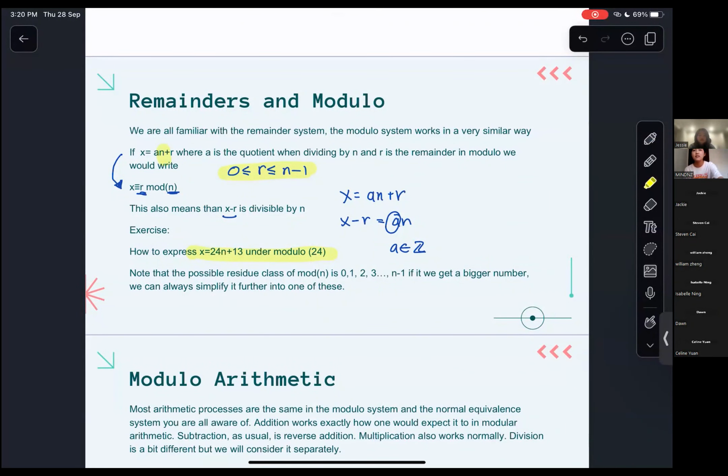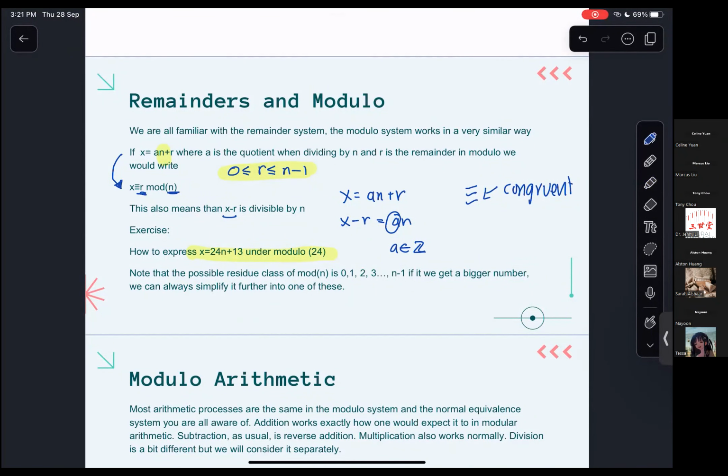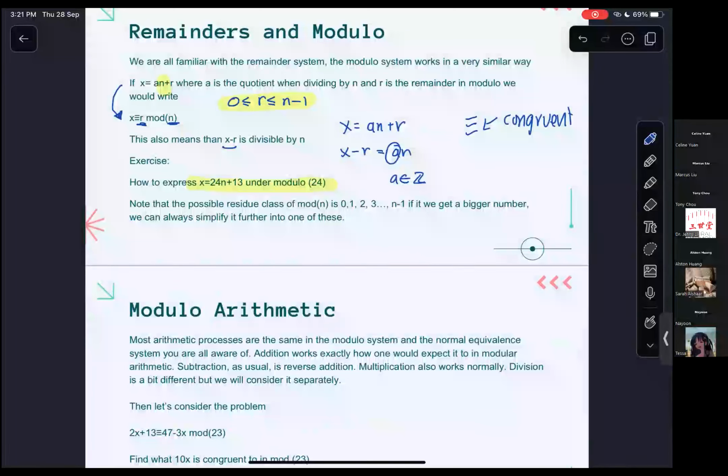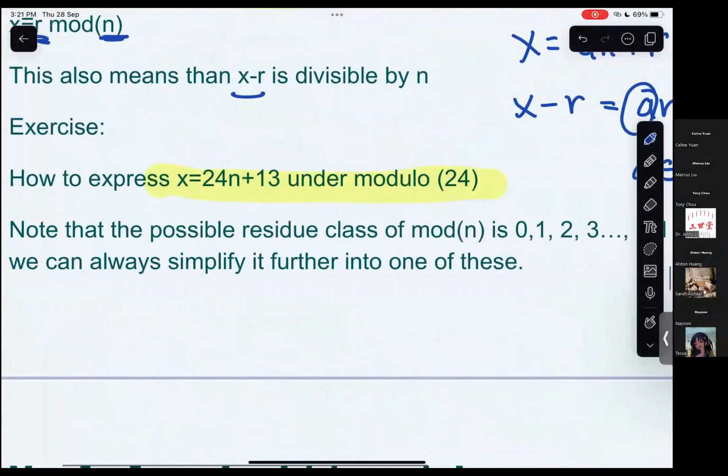Just a reminder that three lines is congruent, so you can refer to it as being congruent. Okay, I've seen some good responses. If nobody really wants to share, it's quite simple, so we can go over it really quick. Basically, we're dividing by 24, right? So we're considering n as the quotient.